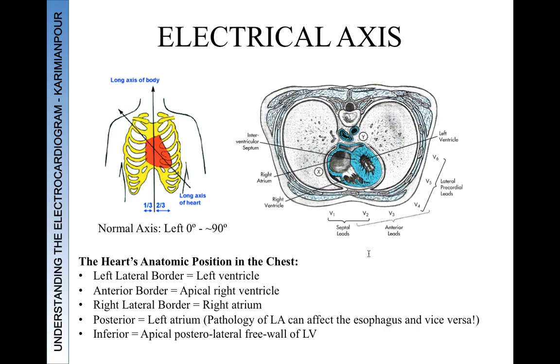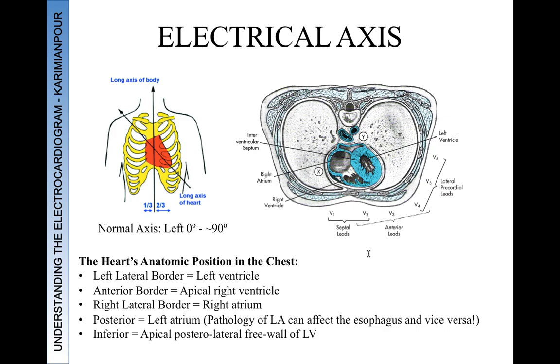Let's move on to the electrical axis of the heart and determining the axis. Before we start talking about the electrical axis of the heart, it's important to visualize how the heart sits within the chest and the heart's anatomic position. If you look at the CT scan cut over on the top right of the screen, you can see that the right ventricle is the most anterior chamber of the heart. The heart essentially lies on its right side and it's rotated posteriorly a little bit, which brings the free wall of the right ventricle anteriorly.